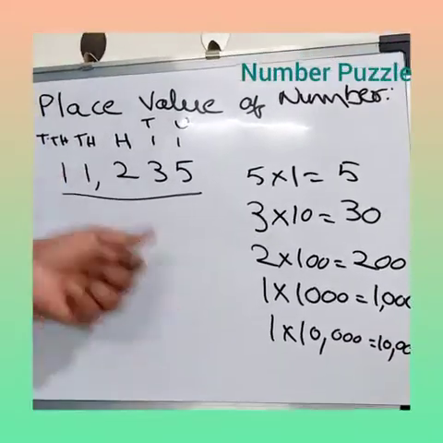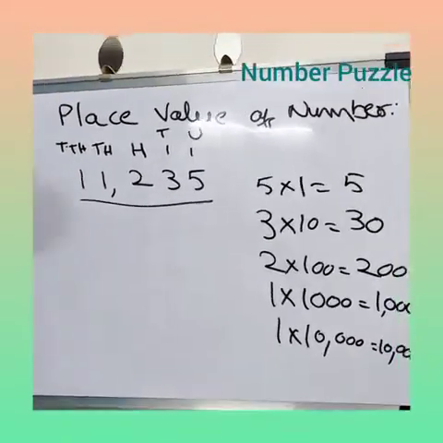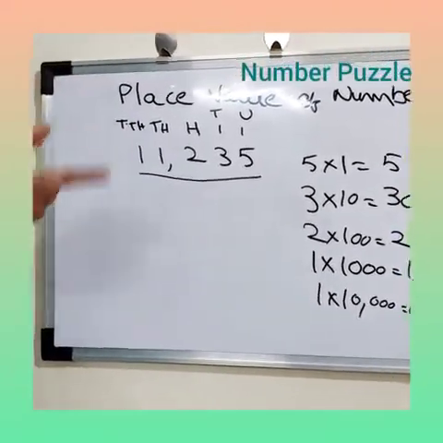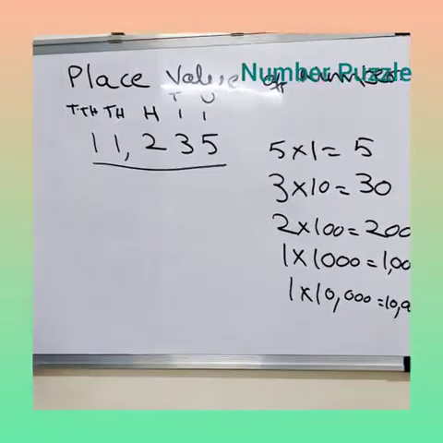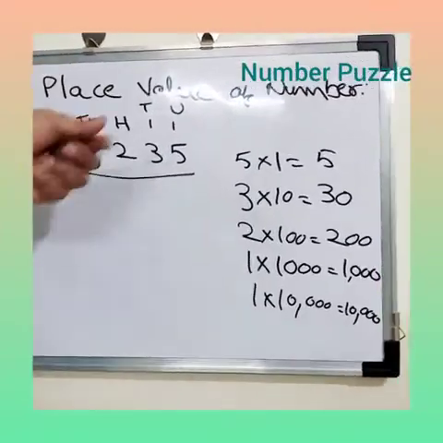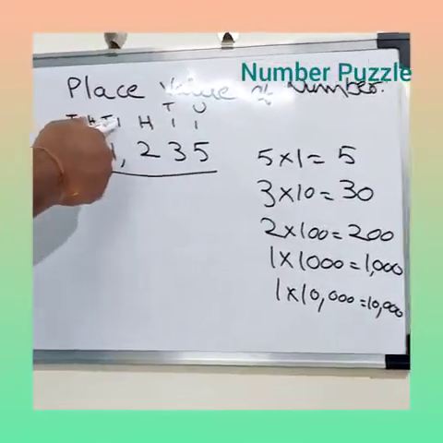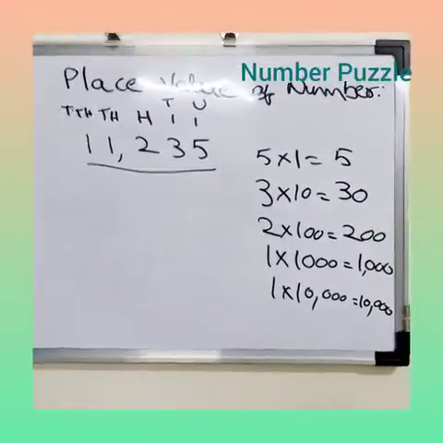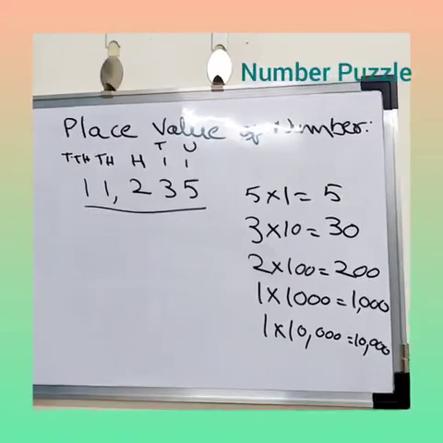So always the place value is the multiplication of the face value with the position of the number. The positions go like units, tens, hundreds, thousands, 10,000, lakh, 10 lakhs, crores, like that. This is the way you'll find the place value of a number.